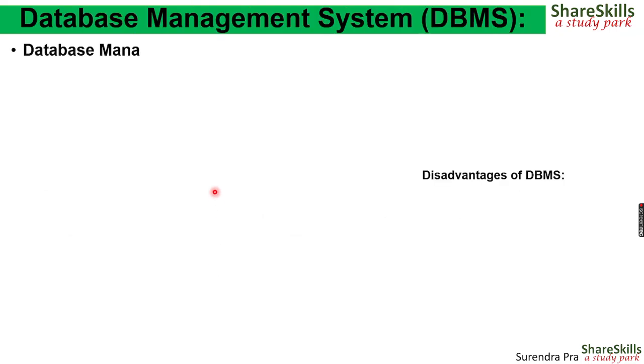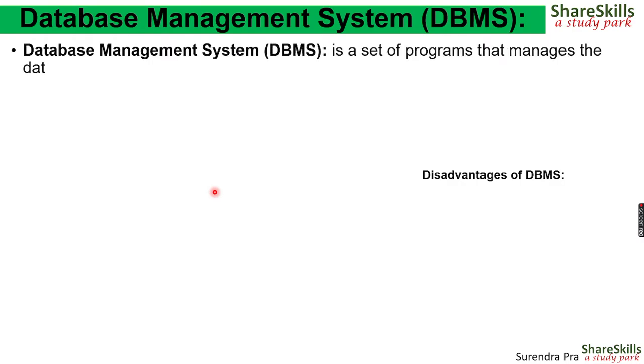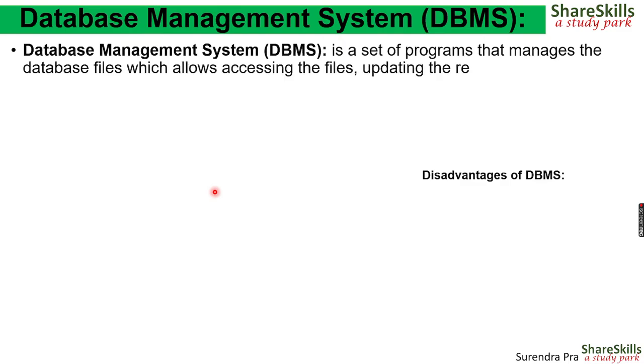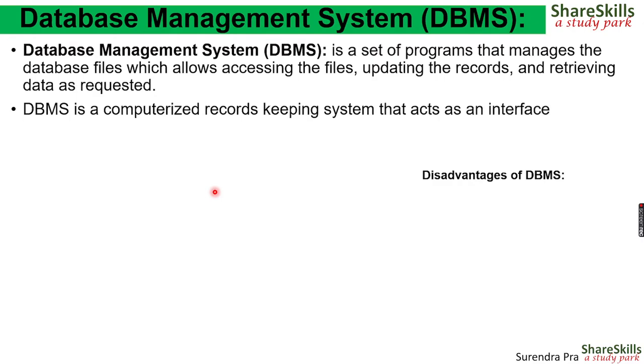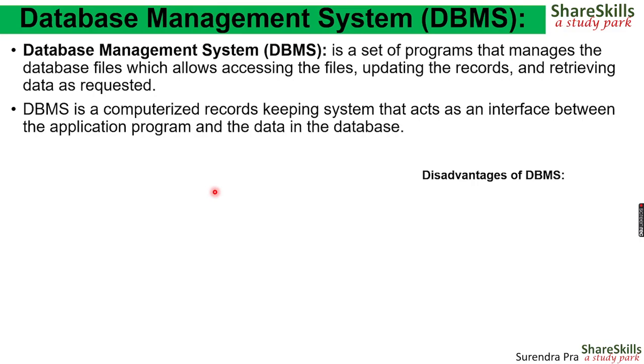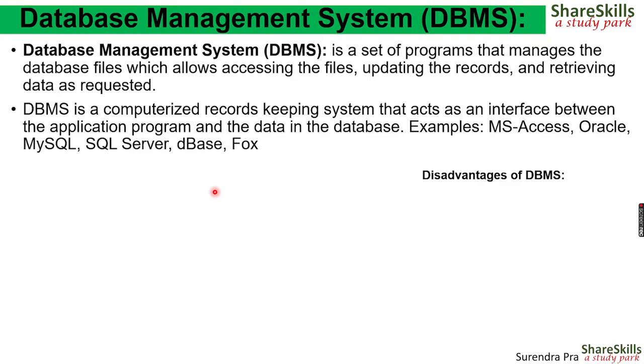Here we can find some advantages and disadvantages of DBMS. So first, what is DBMS? Once again, we have already gone through it. It is a set of programs that manages database files, which allows accessing the files, updating records, and retrieving the data as per instructions or requests. So it is a computerized record keeping system that acts as an interface between the application program or any software or the database system, and the data.